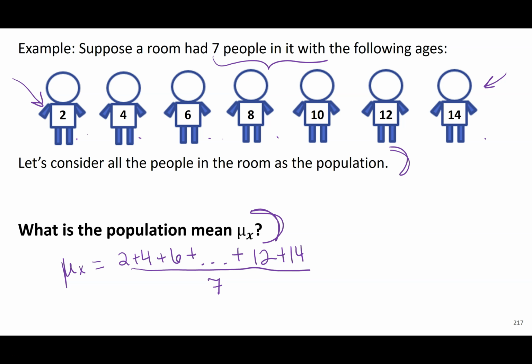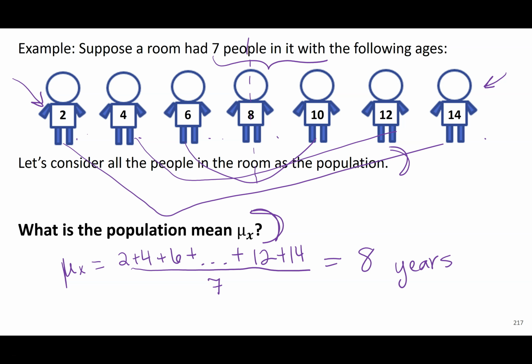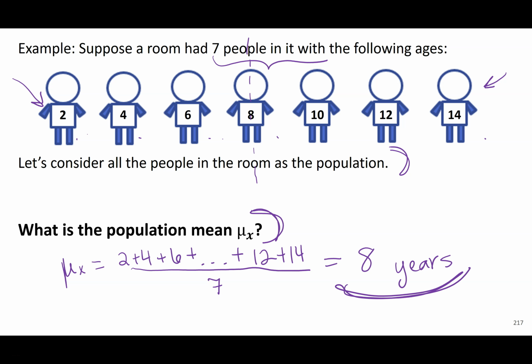Give you all a second there. This should be 8 years, because their ages are in years here. And one way, 8 is smack in the middle. The average of 6 and 10 is 8. The average of 4 and 12 is 8. Of 2 and 14 is 8. I very much did that so I could do the math really easily. So the average of the population here is 8 years.